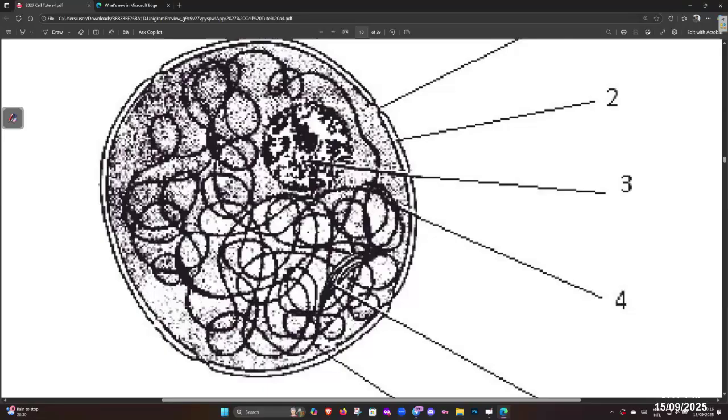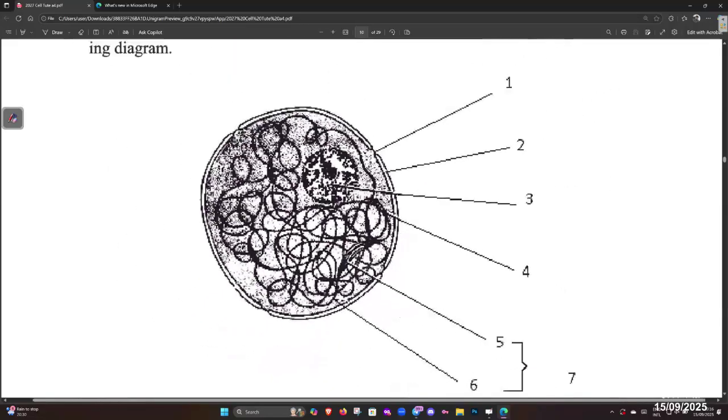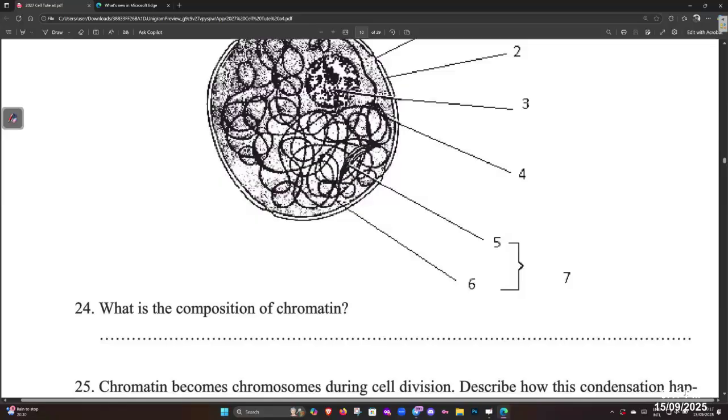Number 5 and 6, we say chromatin. 5 and 6 together, we'll say chromatin, but you need not label them separately because 5 is heterochromatin and 6 is euchromatin. You can learn it later, not now, no need.